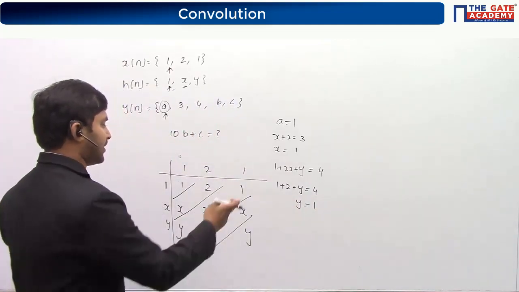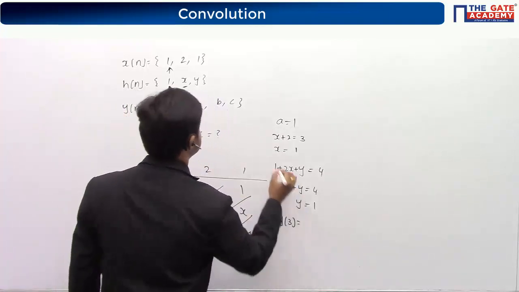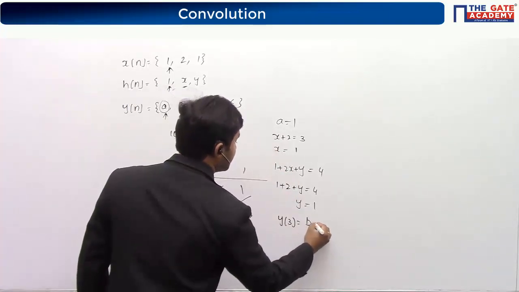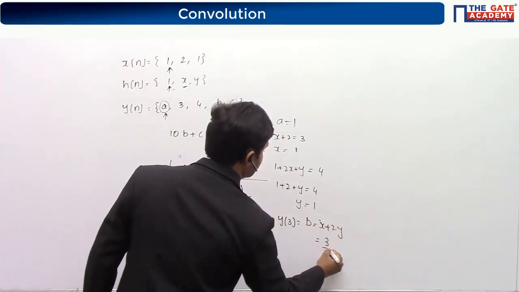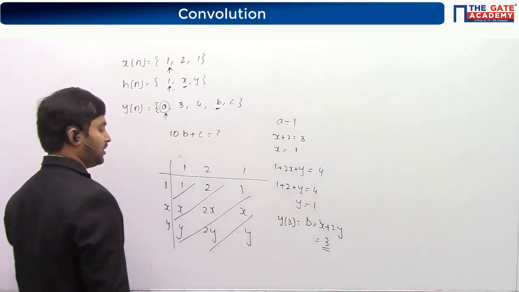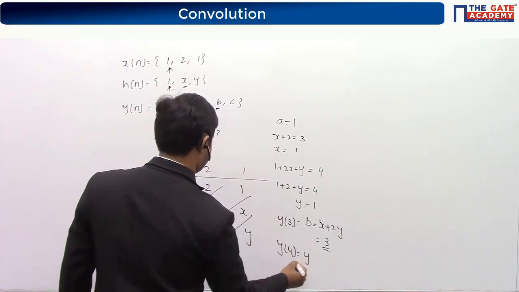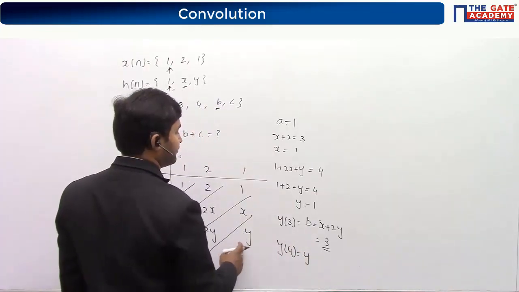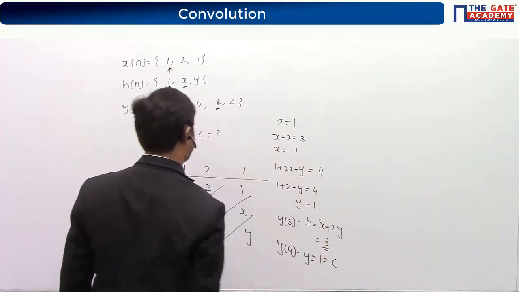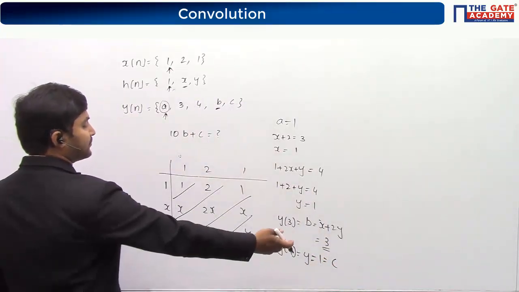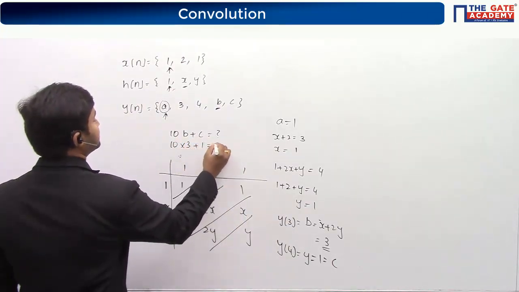Right? So this is y of 2. Y of 3 is x plus 2y. Y of 3, which I consider as b, is x plus 2y, which is equal to 3. And y of 4 is nothing but y, and the value of y is 1, which we have considered as c. So the value of c is 1, the value of b is 3. So 10 into 3 plus 1 is equal to 31.